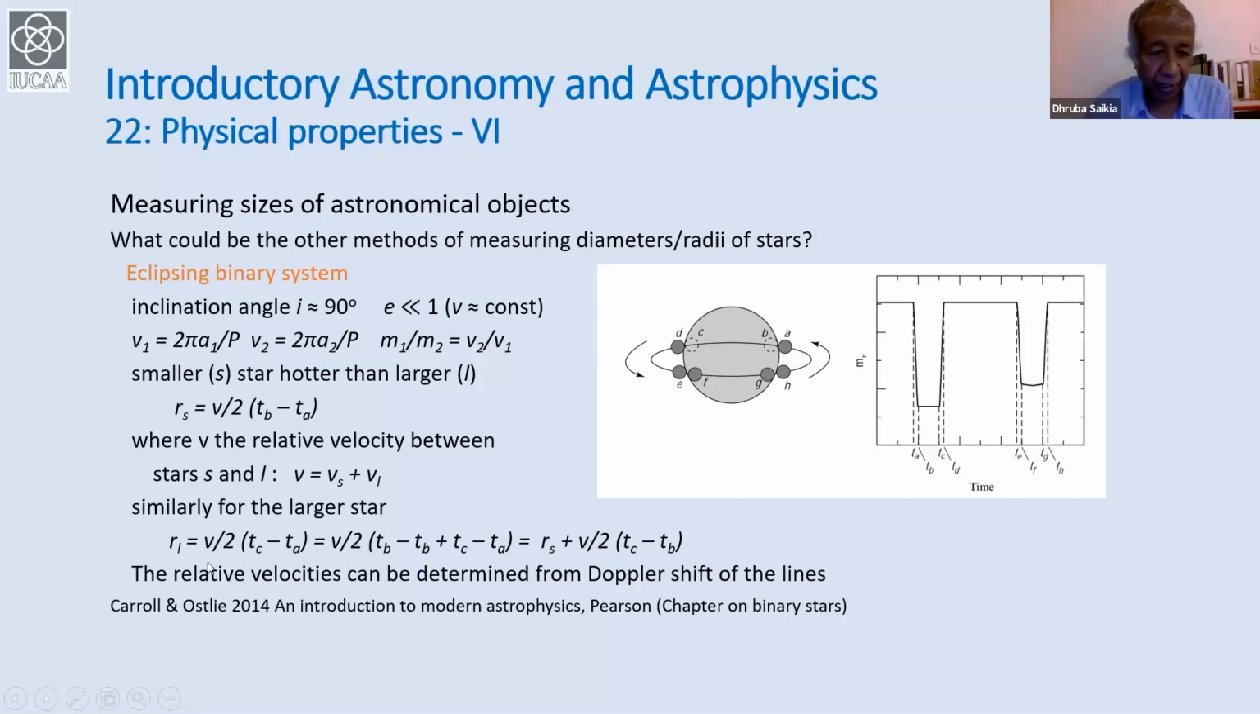So I can write down RL is equal to V by 2. This is again because I'm interested in the radius over here, not the diameter. So a factor of 2 comes in over here, TC minus TA. With a little bit of algebra, I can write down that the radius of the larger star is equal to the radius of the smaller star plus V by 2 times TC minus TB. And TC minus TB you can see over here, which is the timing of these two features.